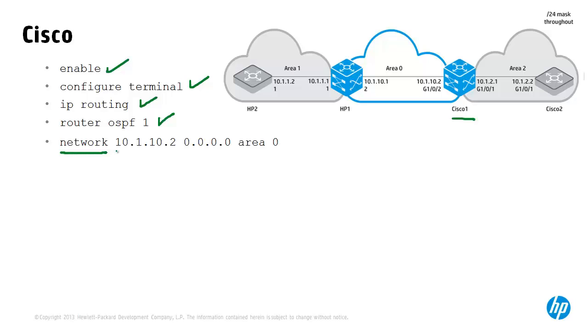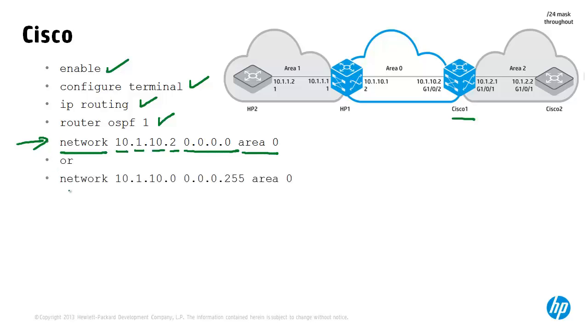So network 10.1.10.2, the IP address on interface gigabit 102, an exact match on the IP address, and specifying the area. So this command enables OSPF on this interface because it has IP address 10.1.10.2 configured on it.